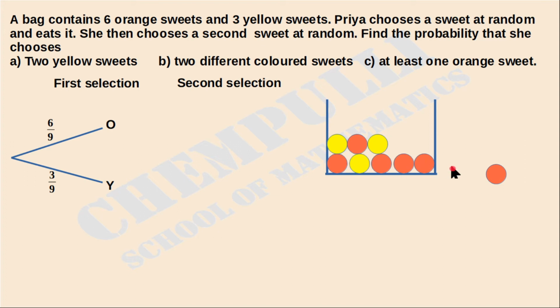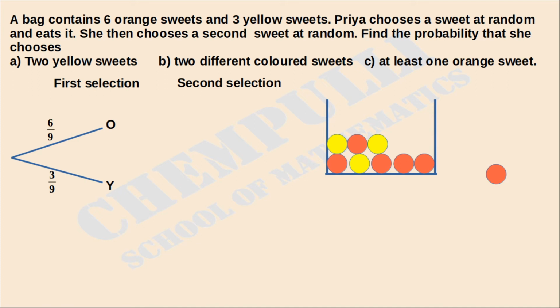Five orange seeds are there, and three, which one? Three yellow seeds are there. Okay, then from here we are going to select. In that selection case, total how many? That is the second selection. In that second selection case, totally how many possibilities are there? There are two possibilities in this case.